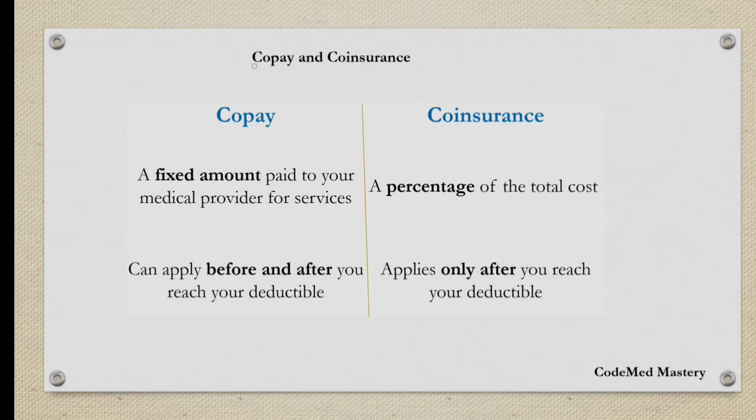Next important thing is Copay and Co-Insurance. This is very important. Copay is a fixed amount paid to your medical provider for services. So it can apply before and after you reach your deductible. What is co-insurance? It is a percentage of the total cost. Applies only after you reach your deductible. So copay is a fixed amount and co-insurance is a percentage of the total cost.